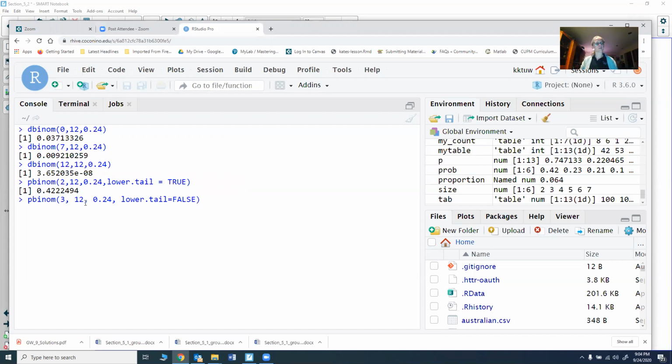So that means lower tail is false, which means that if I did this, it would actually not count from 3 on up to 12. It's going to count from 4 on up to 12. That's how R does that. So we need to actually subtract 1 from the 3 so it'll start at 2, to get from 3 on up. So you just have to do that calculation, and then we find out that answer.